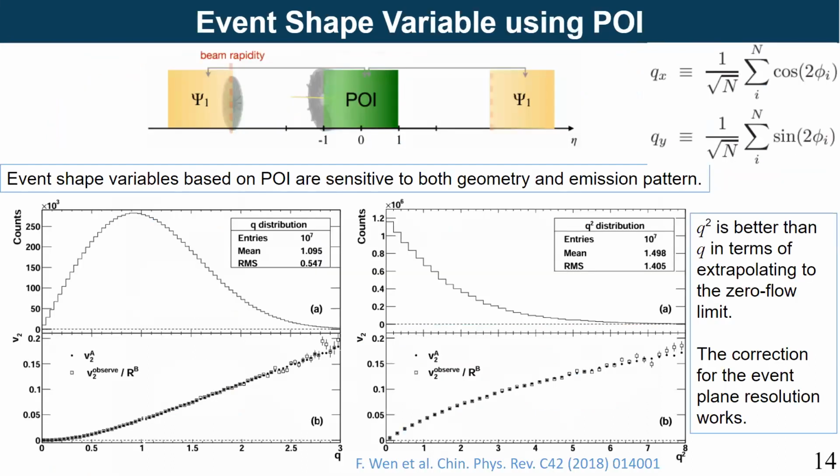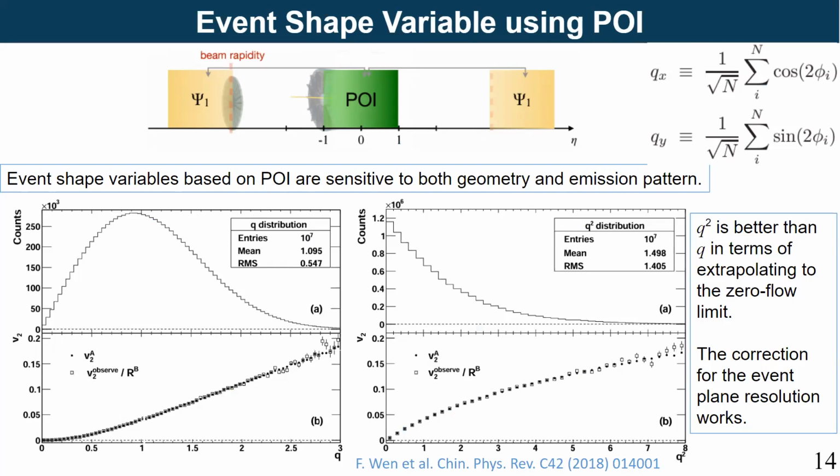So this is our study. We try to select particle of interest and use particle of interest to build the flow vector. On the left is just Q or Q2, the distribution of Q2. And if you look at V2 as a function of this Q2, it can go to almost 0. So this is technically very effective.